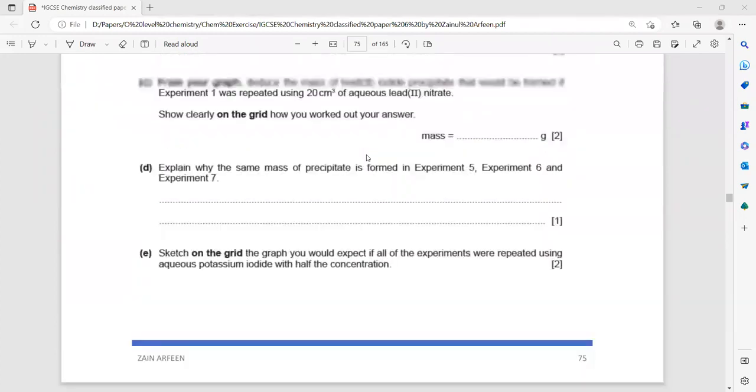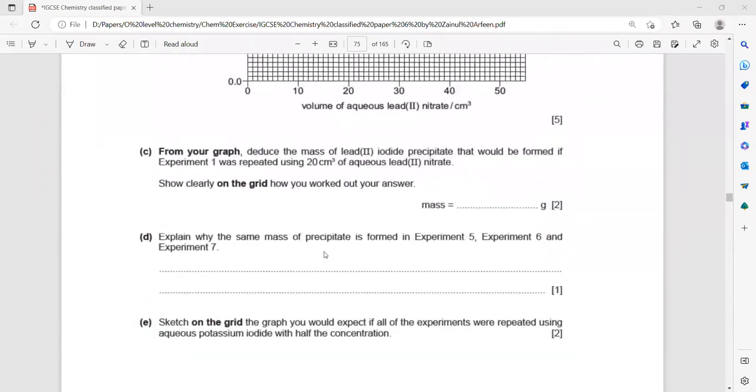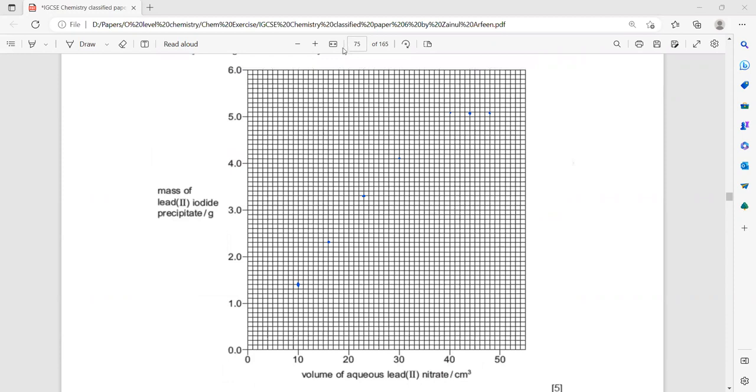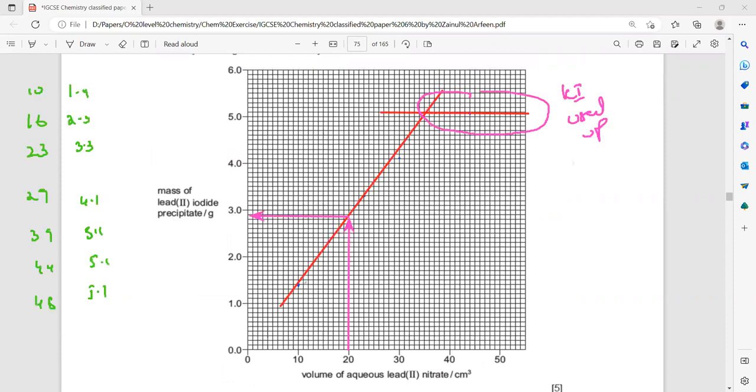The next is: sketch on the grid the graph you would expect if all the experiments were repeated using aqueous potassium iodide with half the concentration. If we use half the concentration, what will be the effect on the result? It will be less steep, and the total mass of precipitate which will be formed will become half. What is the maximum mass of precipitate formed here? It is 5.1. So it won't be 5.1, it will be half of it.